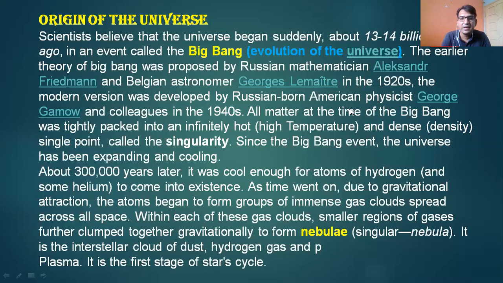By the Russian-born American physicist Gamow and colleagues in 1940, all matter at the time of the Big Bang was tightly packed into an infinitely hot and dense single point called the singularity. What this theory says is that all the matter was tied together in one singular, minutely small point. It was called the singularity. From that singularity, there was a sudden Big Bang, a sudden explosion, and slowly and gradually afterward, the rest of the processes followed, and the universe came into being, and then the rest of the heavenly bodies came into being.